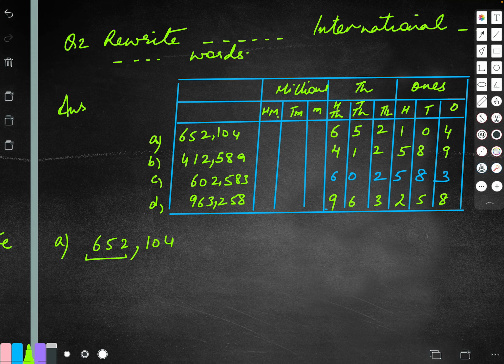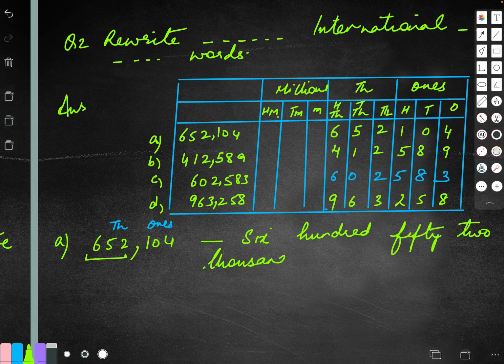So as I just described, we will read it together. Right? 652. Now I have to write the name of the period. This is the ones period, this is the 1,000 period. So what I will write, 652 thousands. Once I speak it as 652, then I write the period name, thousands, 104. We do not write the name of the period of the ones in both the systems. 104.